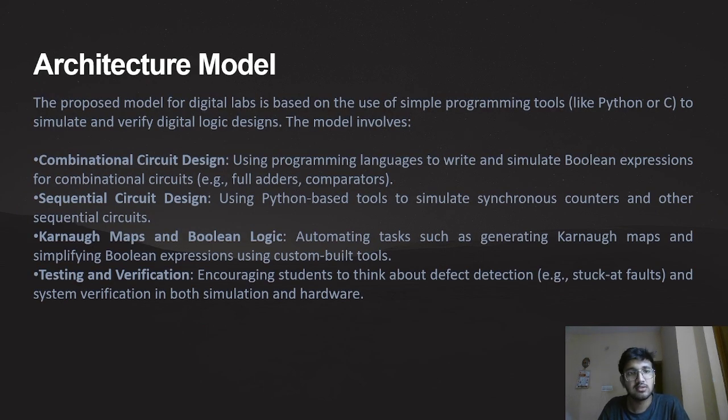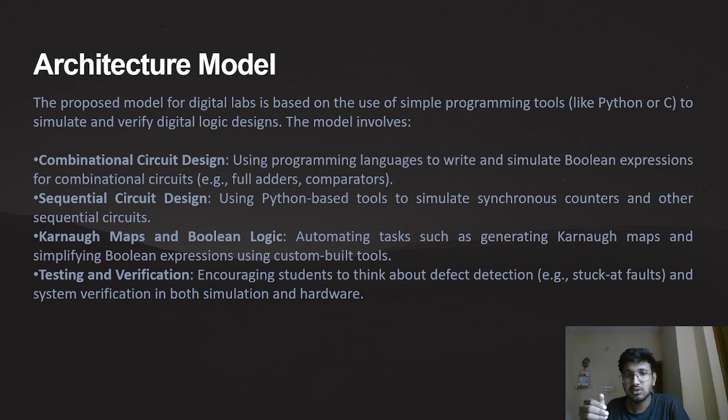Next, we have an architectural model, which basically consists of combinational circuit design, sequential circuit design, the Karnaugh map, and testing and verification. In the architecture model, the main thing is again the use of a simple programming language like Python or C to simulate and verify digital logic design.